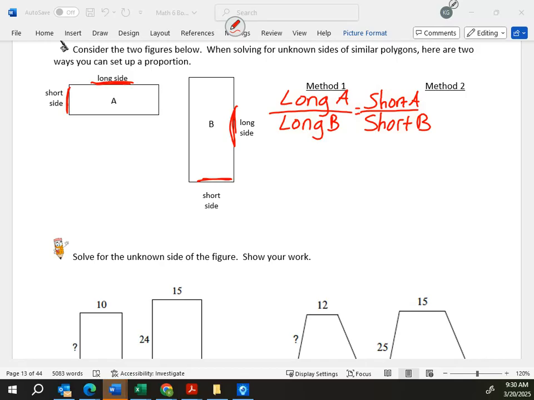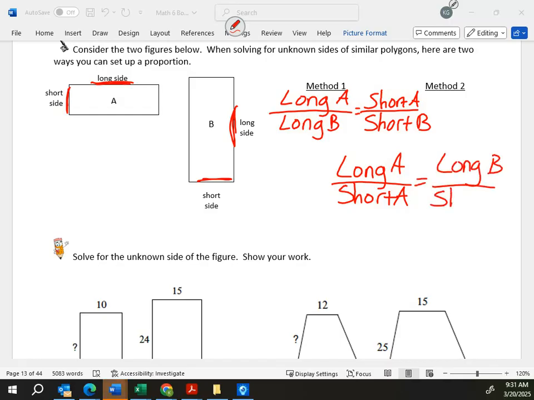Another way we could look at it, our second method, I'm gonna need more room. Long A over short A equals long B over short B. Either method that we use, we're going to get the same answer. What you have to remember is your A and your B for your shapes.